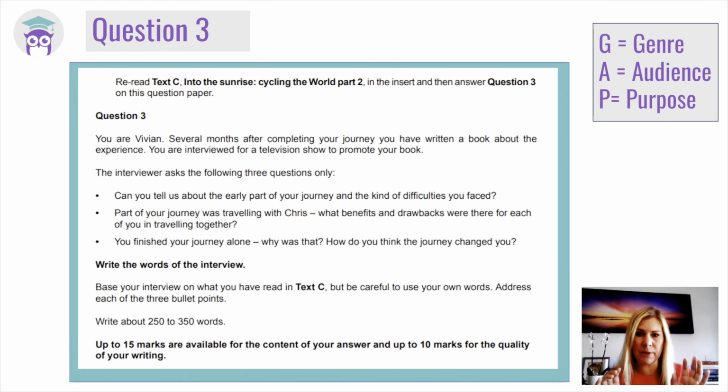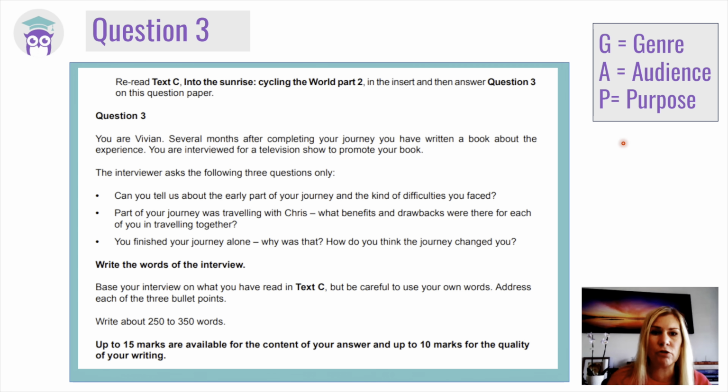Okay, so just a reminder of the format of the question. You'll be given an instruction to reread the text, obviously text C, so you've already read it once, you've already done your question 2, so it should be quite familiar. And then it tells you who you are, and it gives you some context to the task. So in this case, several months after completing your journey, you have written a book about the experience. You are interviewed for a television show to promote your book. So that's giving us the context, and immediately it reminds us of the genre, the audience, and the purpose. And that is going to help us decide how we're going to write this information.